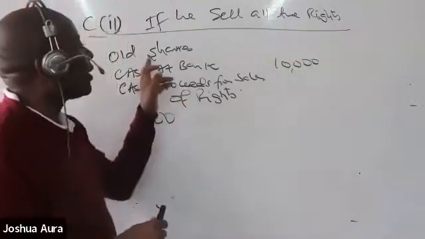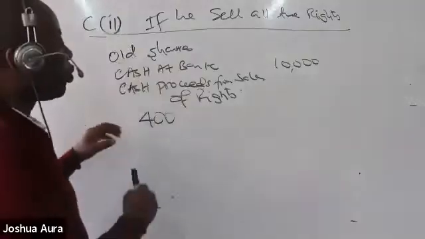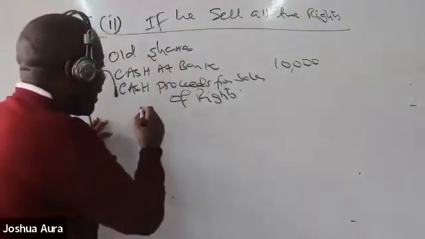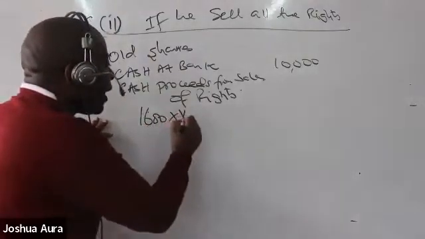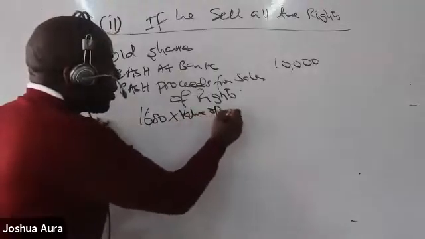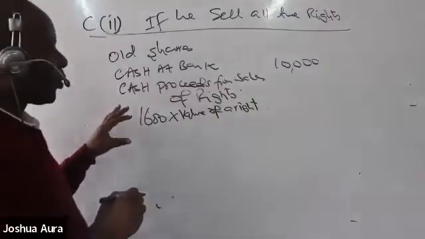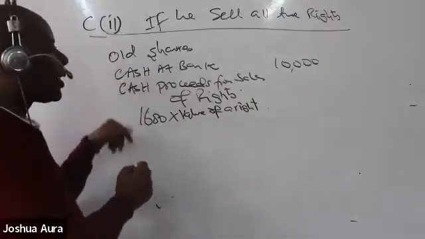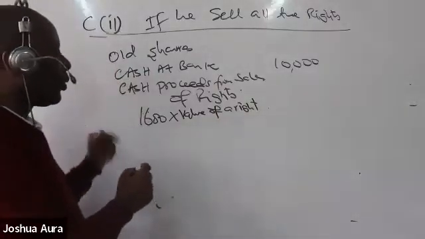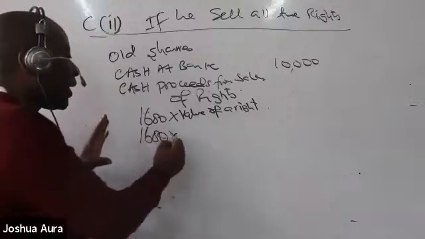Always you use the shares that are there. So you pick in this case here 1,600 times the value of a right. Quite confusing, but you shall overcome. So 1,600. Here you don't make use of that a quarter.